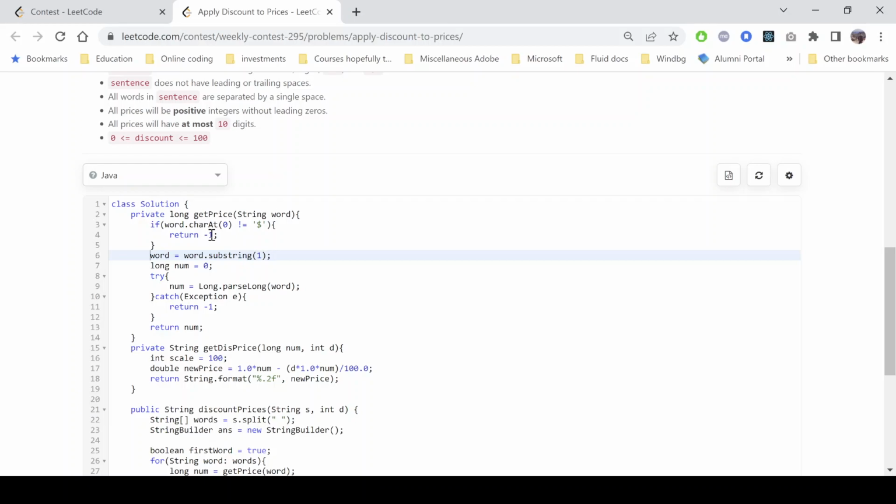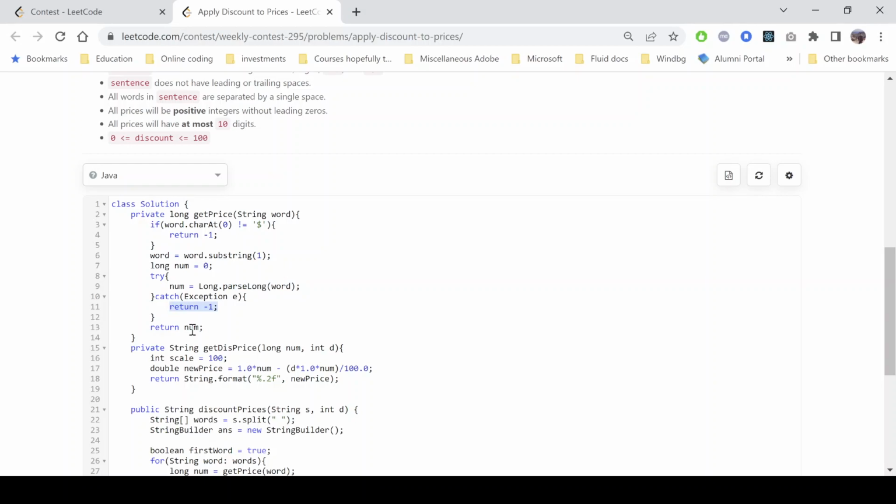Now what we do is word is equal to word.substring(1). That means removing the dollar from word. Now we try to compute the value of the number. So this is a try-catch block, reason being we have used the function Long.parseLong(word). If this is not a valid number, it will throw an exception. Now if an exception is thrown, that means it is not a valid number and we return -1, else we return the number.